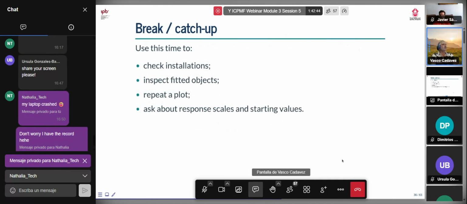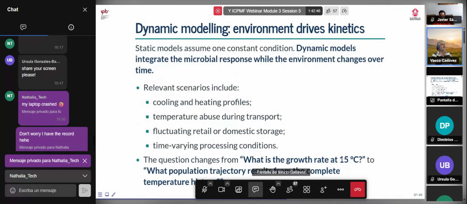Okay, so I will go back. I will pass these two slides, and I will now talk a little bit about dynamic modeling. You know, Ursula explained this very well. So we need this kind of models because when we have the environmental conditions changing a long time, everything is different. So we need to be able to take this into account.